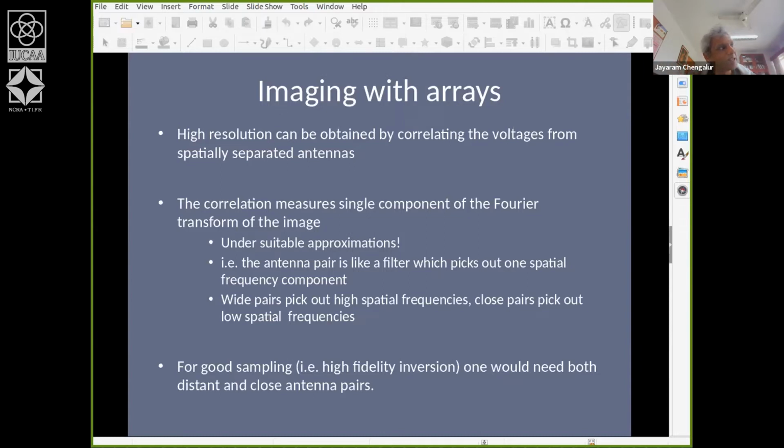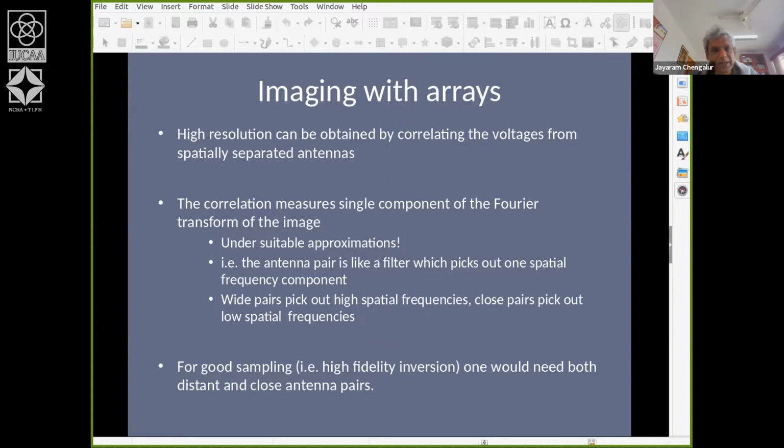So there may be certain elements of the structure which you don't see because you have filtered them out. So if you really want a high fidelity image, you need good sampling. You need to make sure you've picked up all the frequency components which are of relevance. And so you need both close and distant antenna pairs. And how could one arrange that?